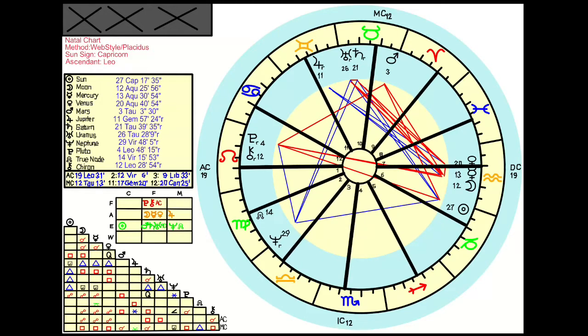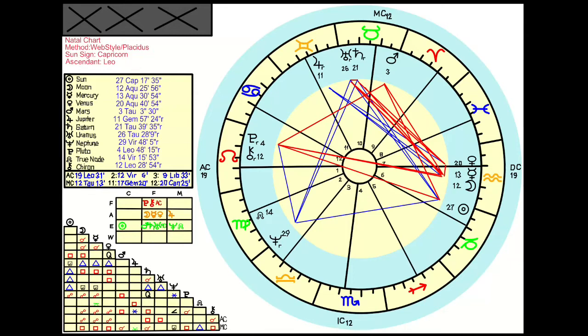Each line dividing the houses is called a cusp. These lines are important because they tell you which zodiac sign the house is in. For example, the first house, which is known as the ascendant, has its cusp in Leo. This is the line directly to the left of the chart.